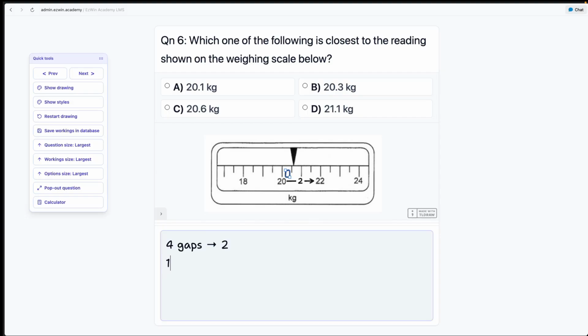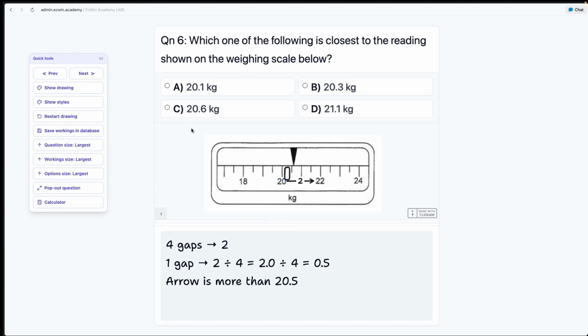And then 1 gap is 2 divided by 4. Okay, so you can think of it as 2.0 divided by 4, right? So which in this case is 0.5. Okay, so now we know that one gap is 0.5. So how many gaps are there between 20 and the scale over here? So if you look at this, 20.5 over here. So we know the arrow is more than 20.5.